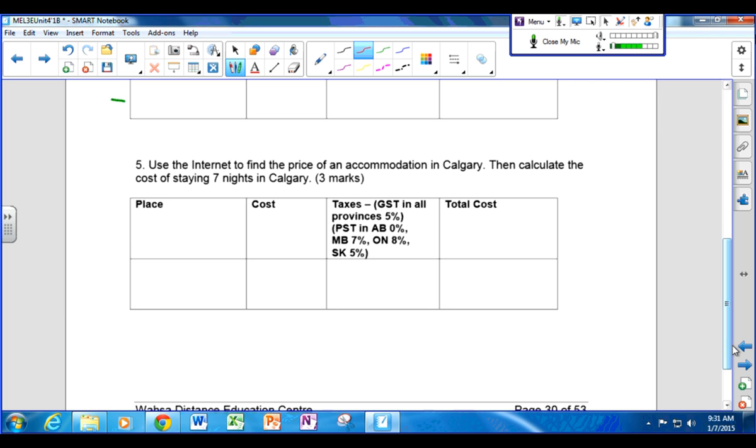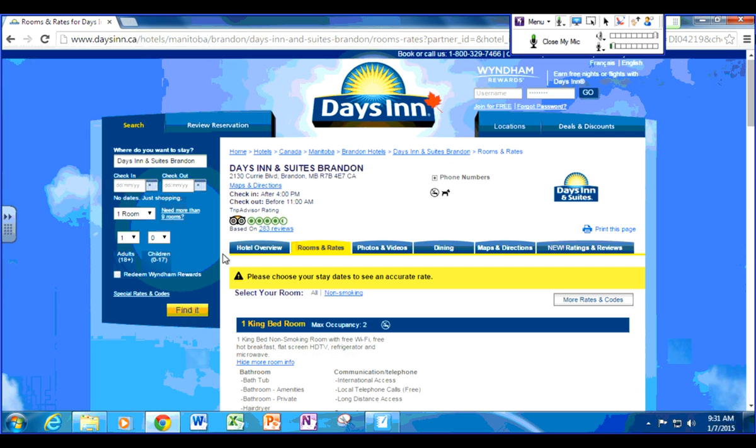Now here we go. Use the internet to find the price of an accommodation in Calgary. Okay, 7 nights in Calgary. So now again, we've got to go to the internet, or you could find out from somebody where you're going to stay. Now, let's say we could try Days Inn. Maybe Days Inn has a discount card, right? If you stay enough nights.